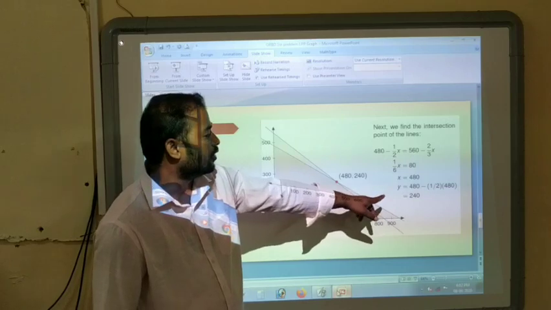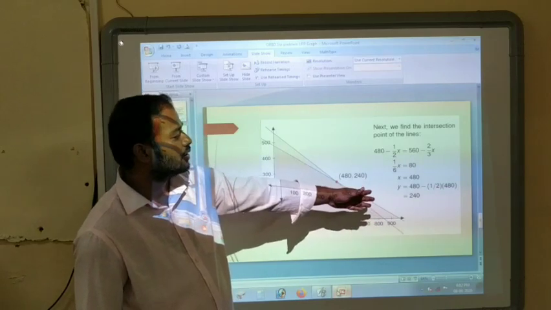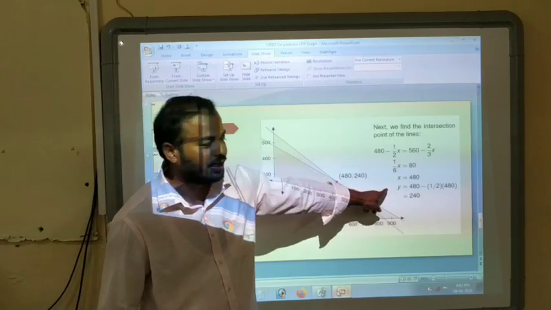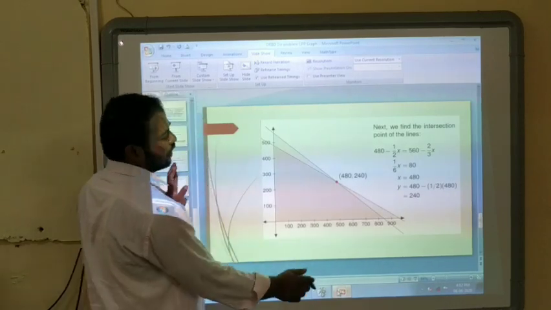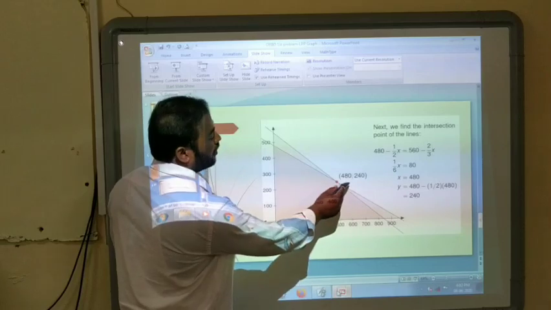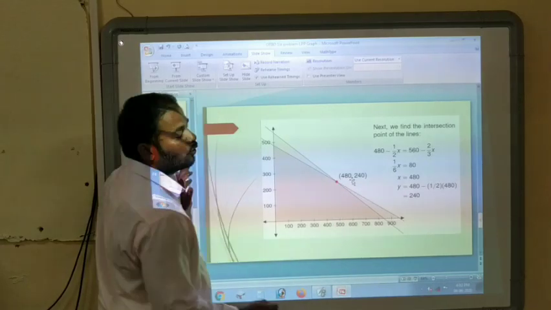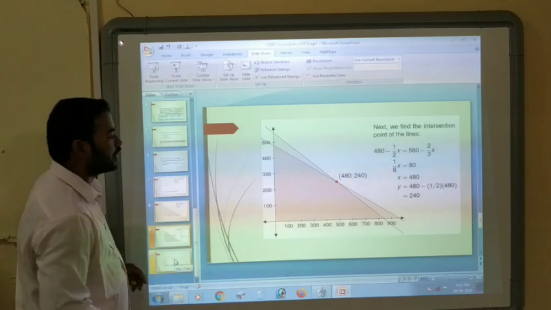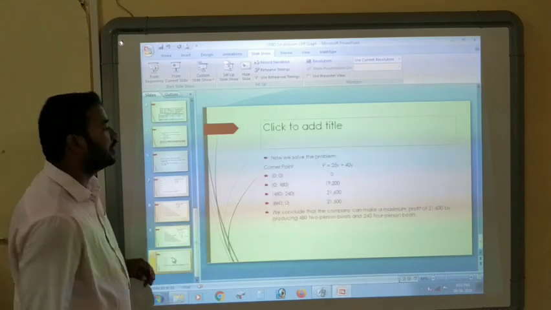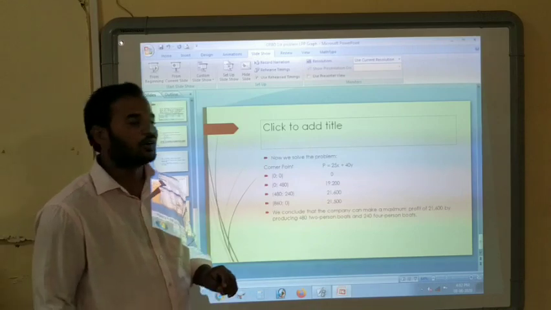Okay, now when we are subtracting these values, we got y value 240. So the value of the intersection point becomes 480 and 240, right? So now we are going to identify the values for each corner point.